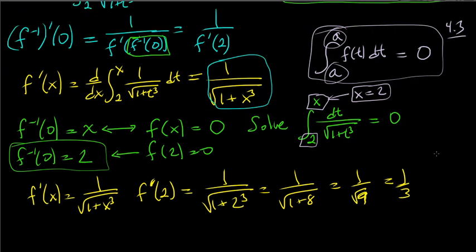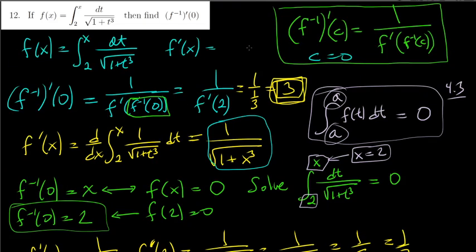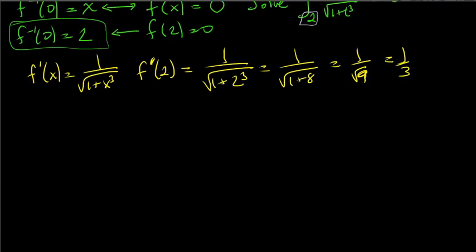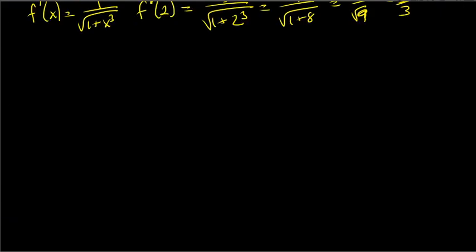Okay, so we're almost done, right? That's f prime of 2, but be careful, we need the reciprocal of that, right? So it's 1 over 1/3, which is 3. And that's the answer, right? So the derivative of f inverse at 0 is just the number 3. Okay. All right, I guess we'll do one more.